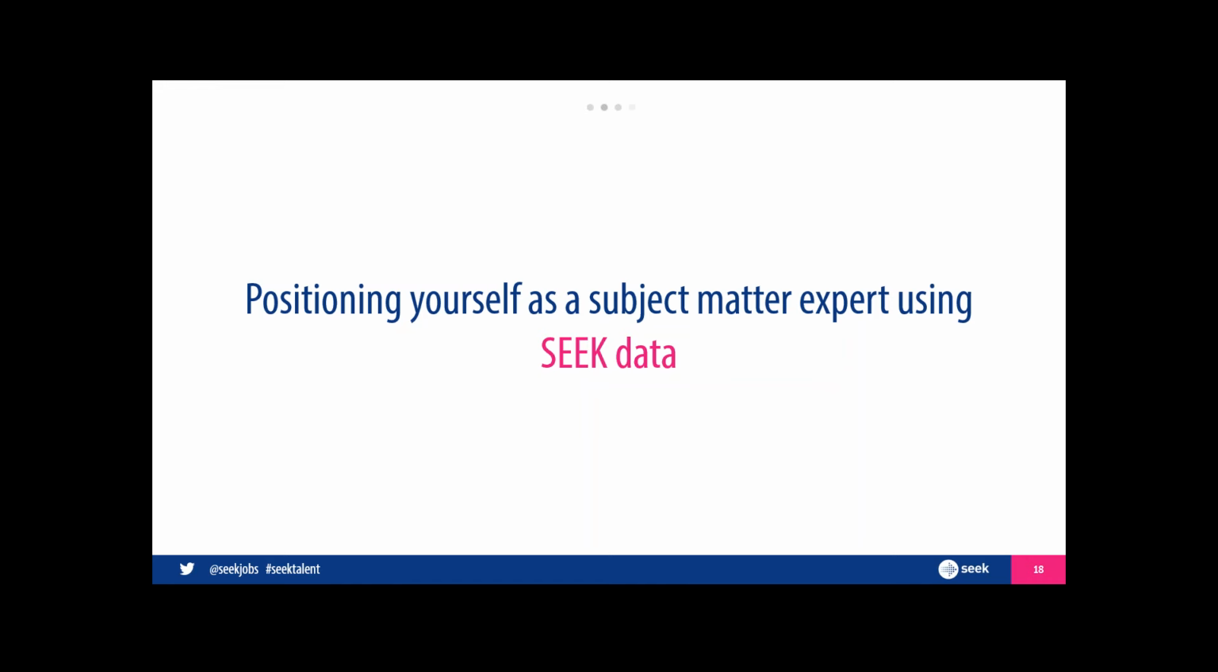And that's what we hope to do with the Seek data. We want to be able to give you insights into how the market's moving and then how to educate the hiring manager, but then how to choose the most appropriate sourcing strategy as a result.